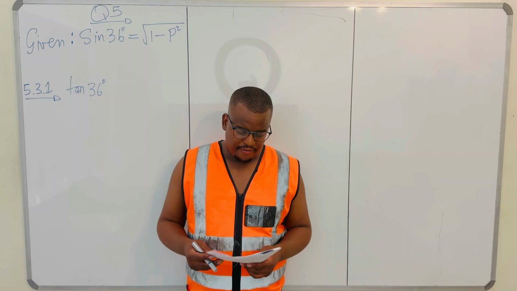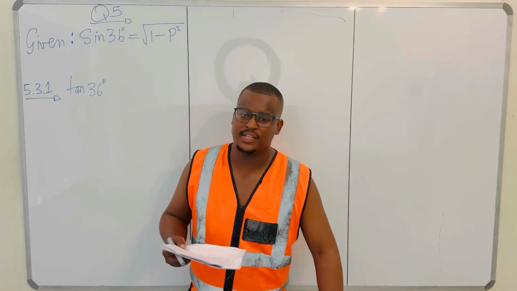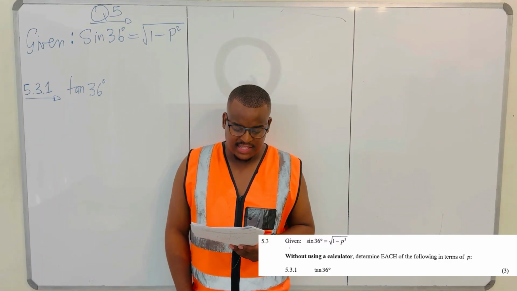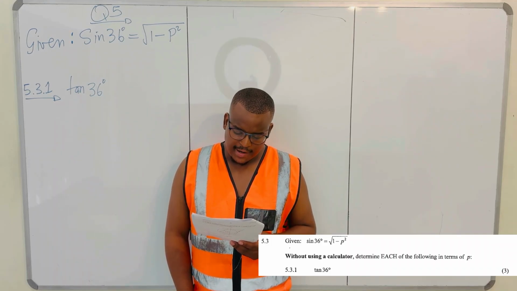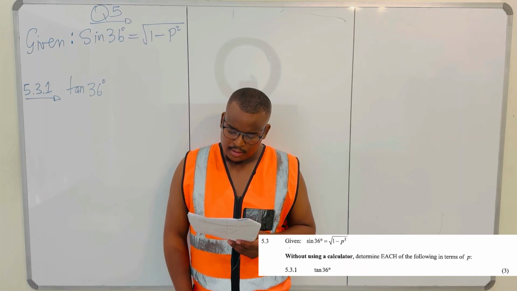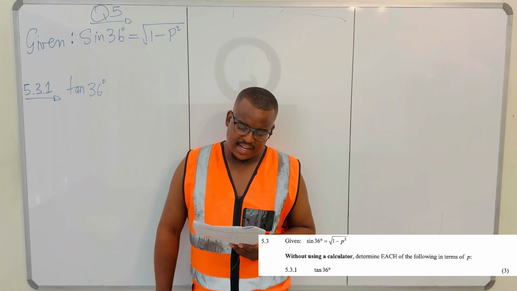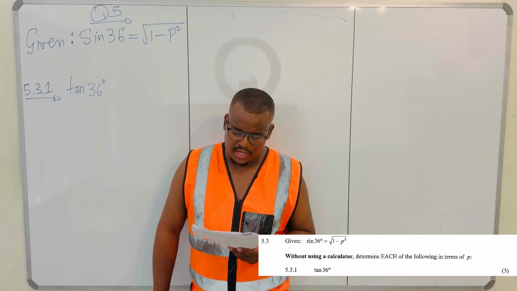Okay, so now we're doing 5.3. I've cleaned the board, including this side. Turns out I won't need any of that information anymore. So let's go. 5.3. Given that sine 36 degrees is equal to the square root of 1 minus p squared, without using a calculator, determine each of the following in terms of p. Let me read this again. Given that sine 36 degrees is equal to the square root of 1 minus p squared, without using a calculator, determine each of the following in terms of p.